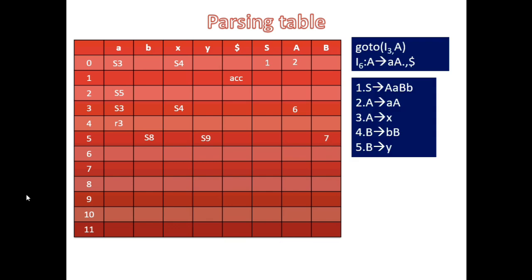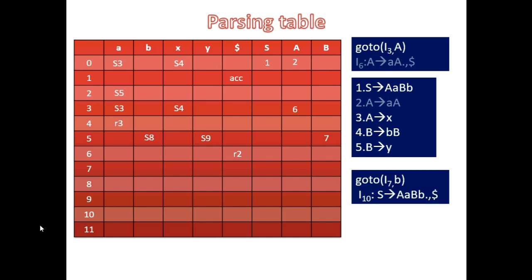Now we go for the next one. Goto of I3, A. A is a non-terminal. It goes to I6. The dot is at the end. That means we have to see the production number. A tends to small a, capital A is production number 2. So in I6, where dollar is there, simply write it as R2. Now the next is I7, B. I7, B again we have a dot at the end.